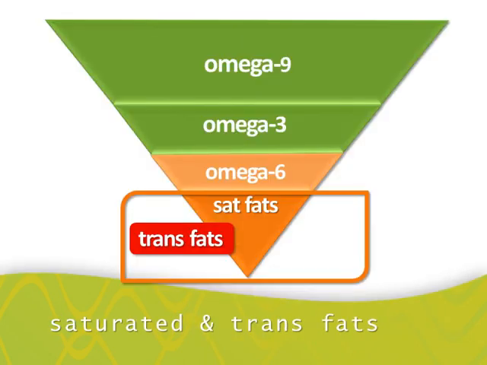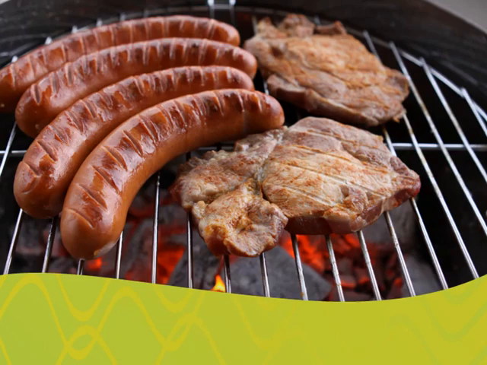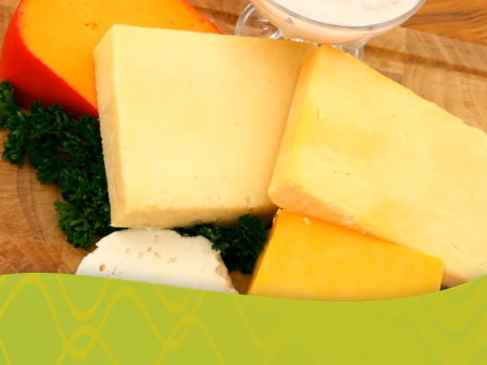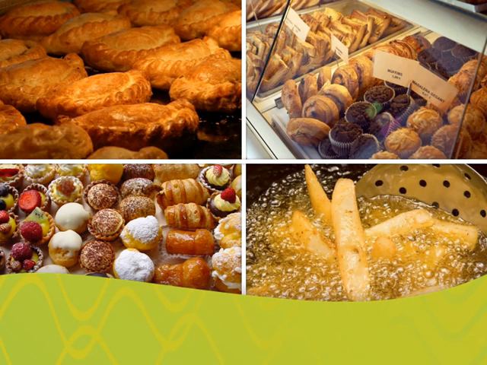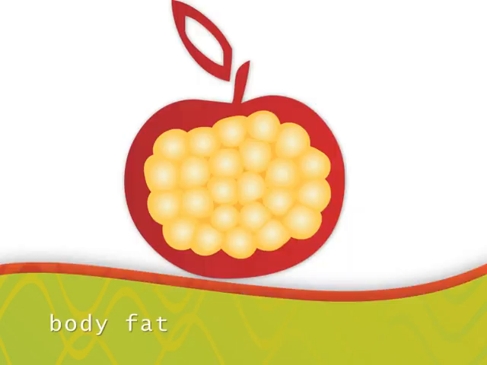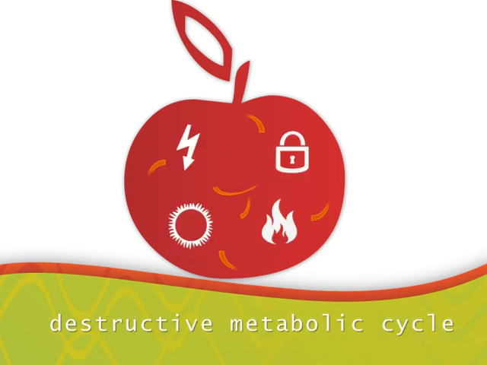The remaining fats in our diet come from saturated and trans fatty acids. Apart from meat and dairy, an abundance of tasty foods with a high content of saturated and trans fats are available in grocery stores, restaurants, and fast food outlets. Saturated and trans fats are directly deposited and stored into your fat cells, where they prefer to stay. It then triggers the destructive metabolic cycle.